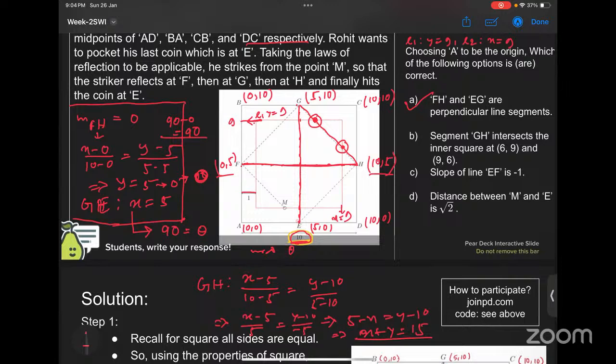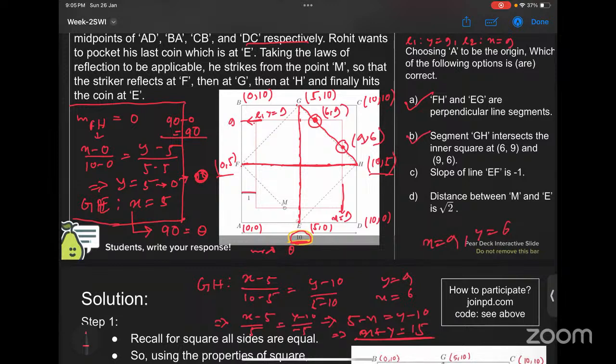Now you have another line, y equals 9, then x will be equal to 6. So this point will be 6, 9. And again, for the equation x equals 9, we will get y equals 6, so this point will be 9, 6. Is it fine? Yes, ma'am. So the second option is also correct.